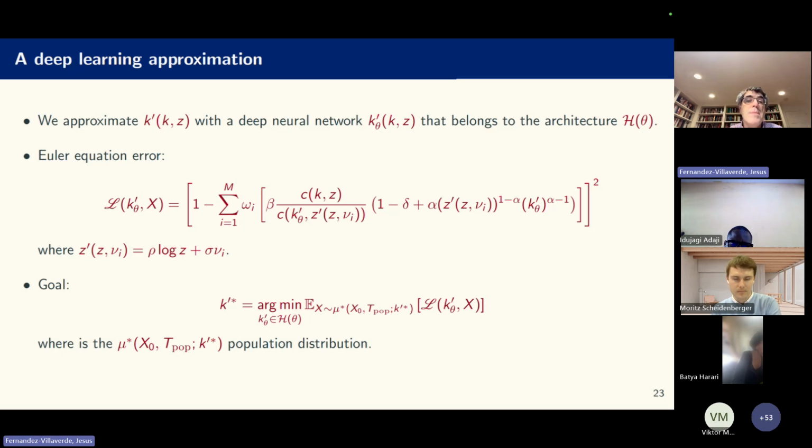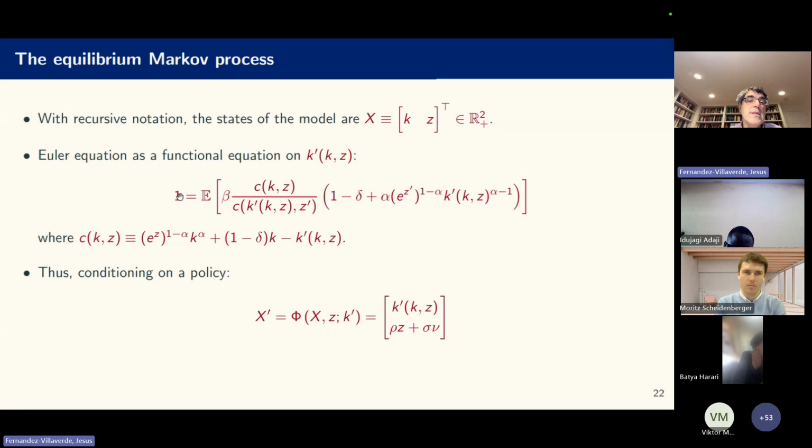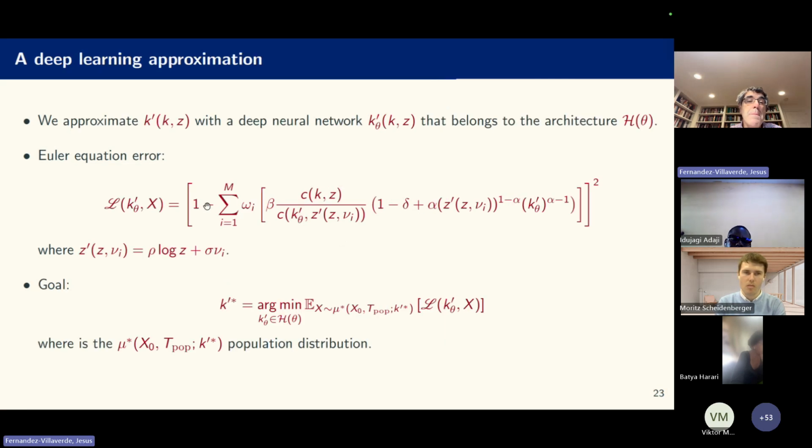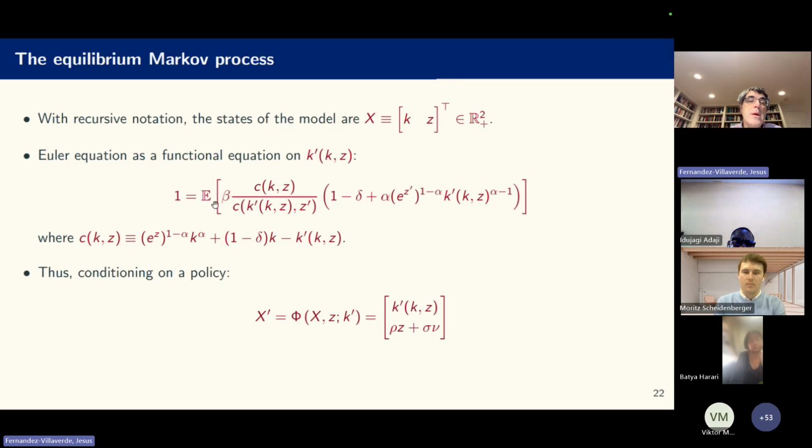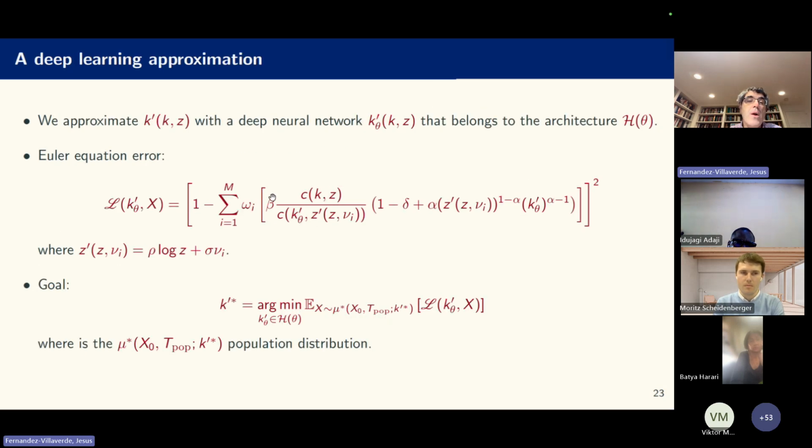And then what I'm going to do is define the Euler equation error. The Euler equation error is just the left-hand side of my Euler equation minus my right-hand side over here. So this will be 1 minus... Why do I have over here a sum? Because I'm substituting the expectation by a quadrature.